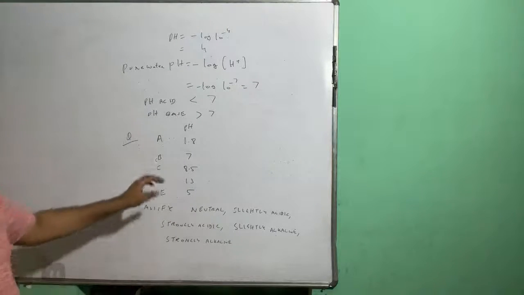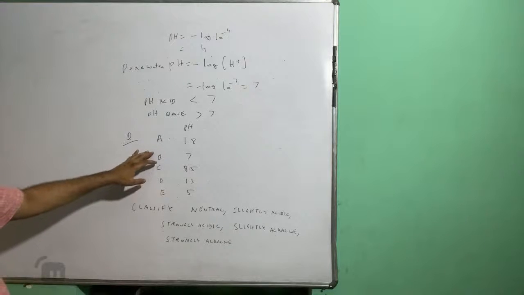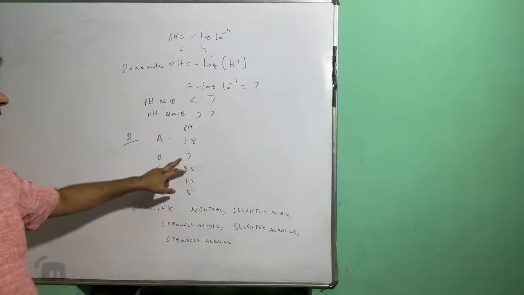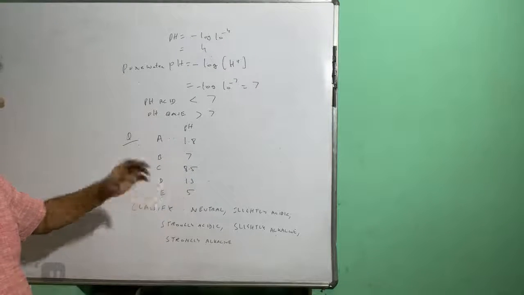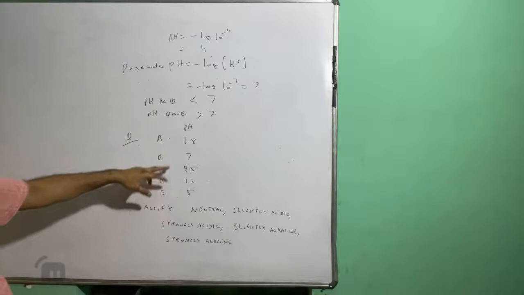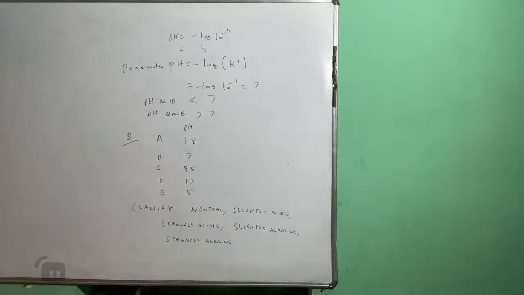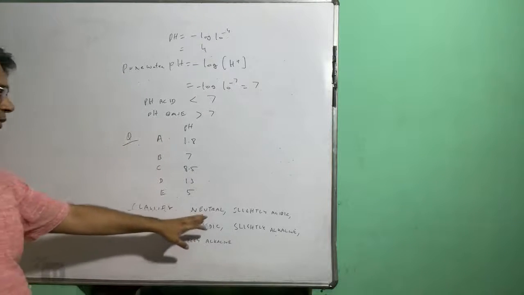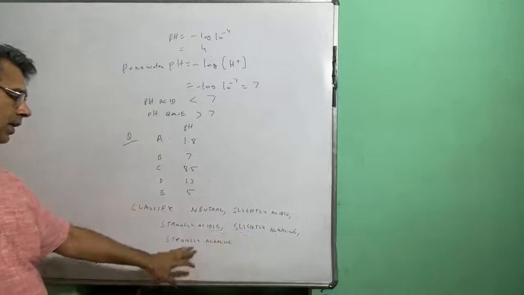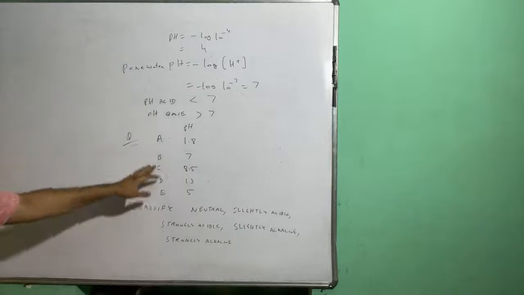This is the homework question. There are 5 solutions: A, B, C, D, E. The pH values are 1.8, 7, 8.5, 13 and 5. You have to classify these 5 as neutral, slightly acidic, strongly acidic, slightly alkaline, or strongly alkaline.